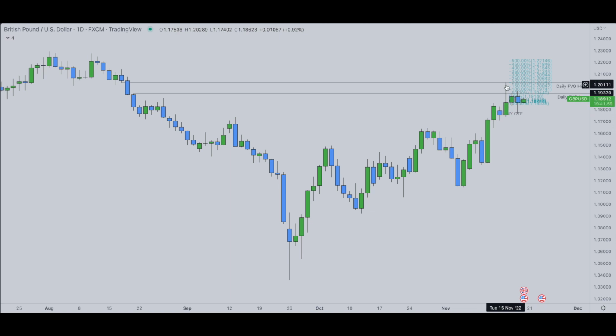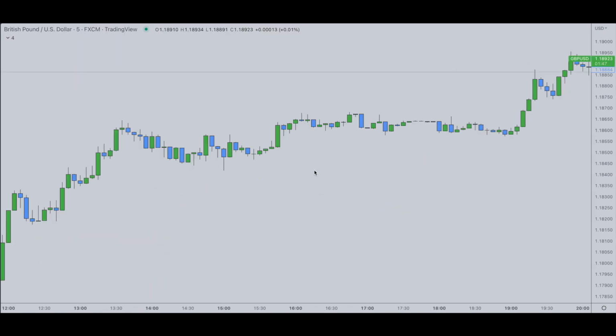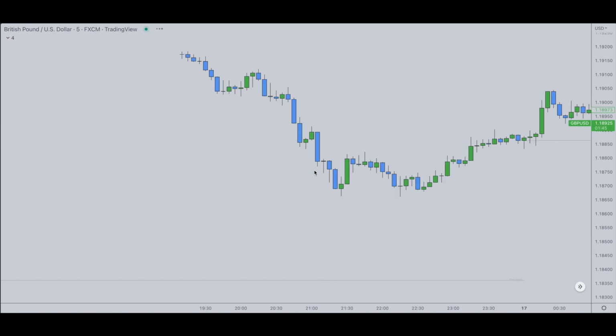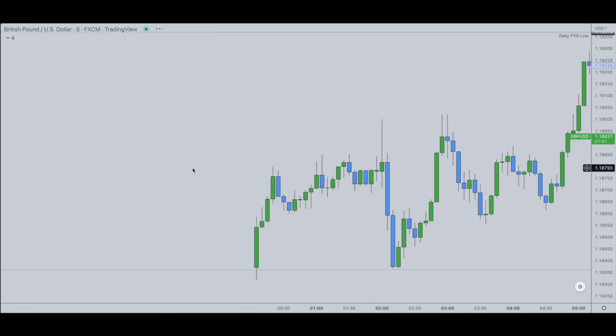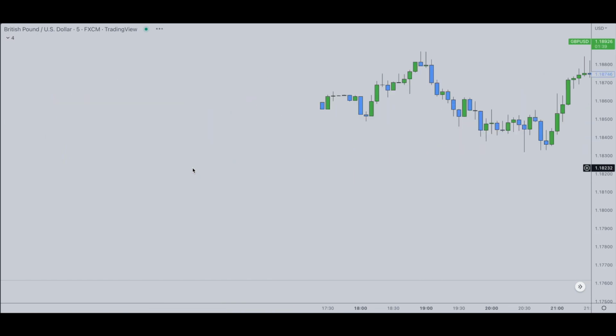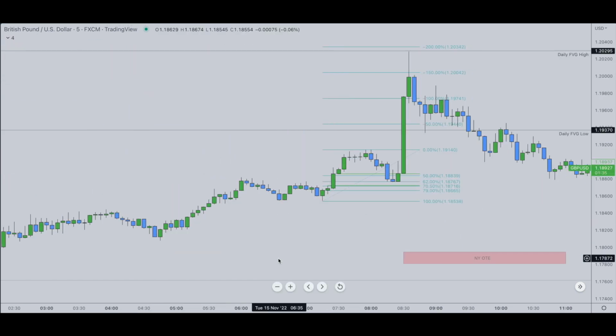So this is the move here, and we retrace that move. But we were targeting our daily buy side liquidity. So remember, we are always focusing on the higher time frame. Even though our executions might be on the M5 or the M15, our draws on liquidity, our higher time frame targets, will always be based on, again, the higher time frame.